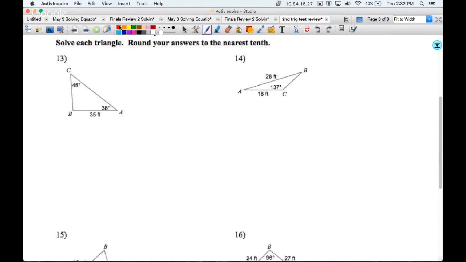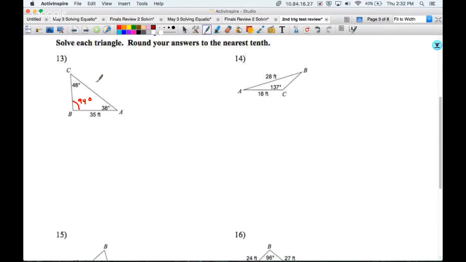Solve each triangle. Round your answer to the nearest tenth. So solve means find all of the unknown angles. We can start with a really easy one. We can find this angle here by just subtracting the two other angles from 180. So 180 minus 48 minus 38 is 94. 94 degrees right there. To find these side lengths, we can set up law of sines.